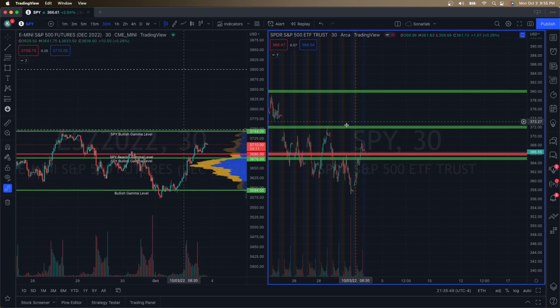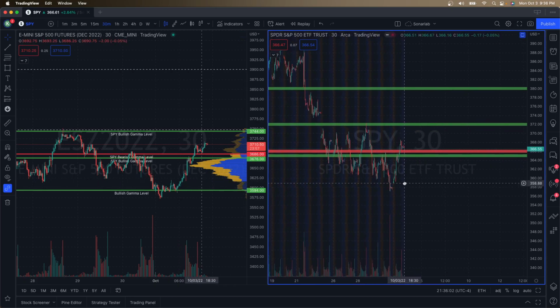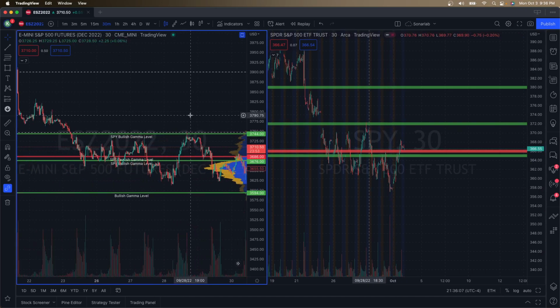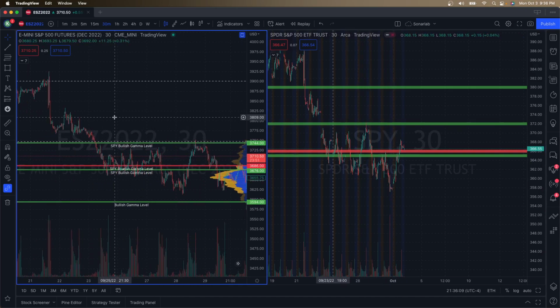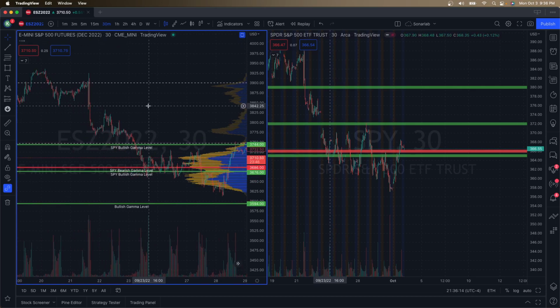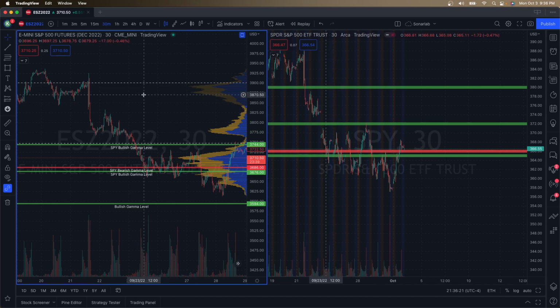And so I've already drawn these gamma levels. We can see based on this wick and this wick right here, we had a rejection. So I drew a SPY bullish gamma level. I drew the bearish and the bullish gamma levels. And then down here, there was one earlier on ES that no longer is showing on SPY here. But the key is to make sure you look at the particular price action. We can see we have another one that occurred right around here, and you can get an idea of how to put those levels side by side essentially.